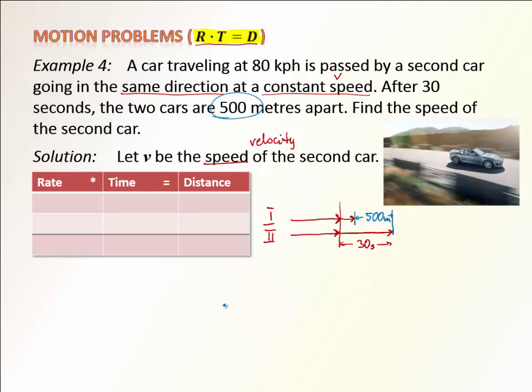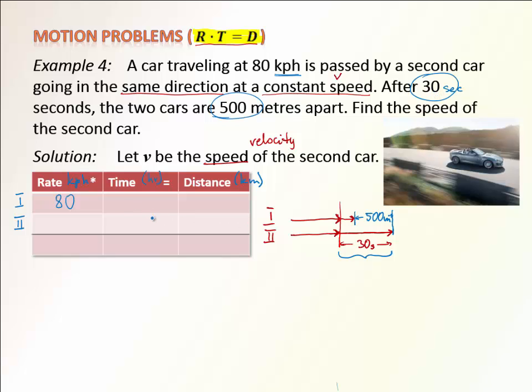To deal with motion problems, I always suggest to start with the table rate times time equals distance and try to fill up this table with the data given. In our case, we need the first row for the first car and the second car. So what do we know about the first car? We are going to investigate just this part of the trip because we need the starting point in time to be the same. The rate of the first car is 80, that's for sure. And watch the denominations. This is kilometers per hour. So our time should be in hours, and our distance should be in kilometers. The time for this part of the trip is 30 seconds.